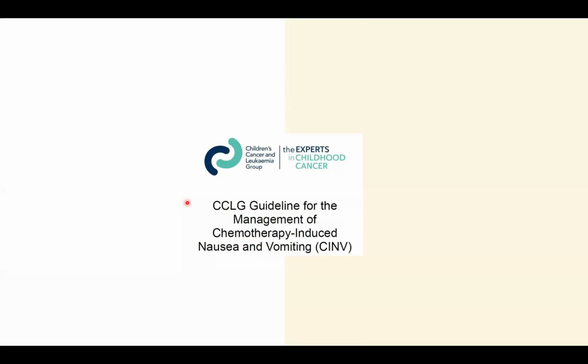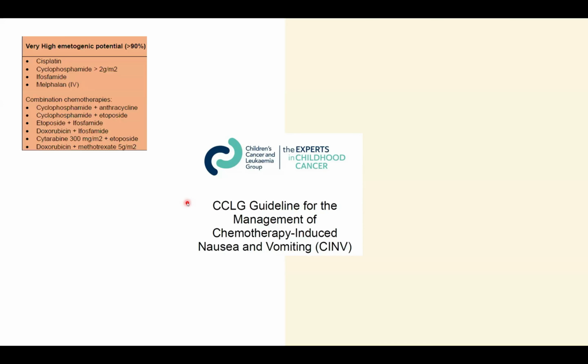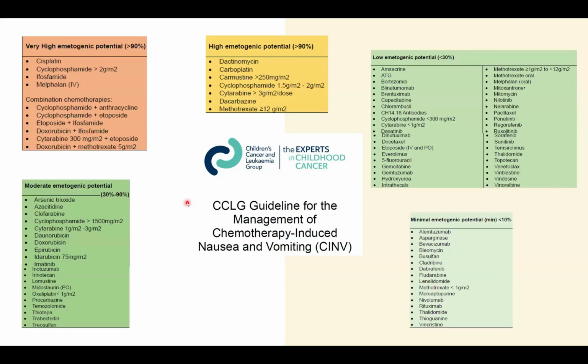Right. So this is the CCLG, that is the Children's Cancer and Leukaemia Group in the UK. They have guidelines for the management of chemotherapy-induced nausea and vomiting, so I just want to highlight them. We categorize our chemotherapeutic agents or regimens as very high emetogenic, moderate emetogenic, low emetogenic, and minimal emetogenic.